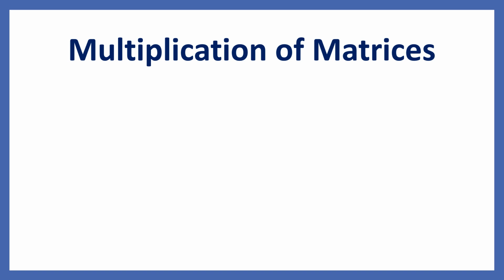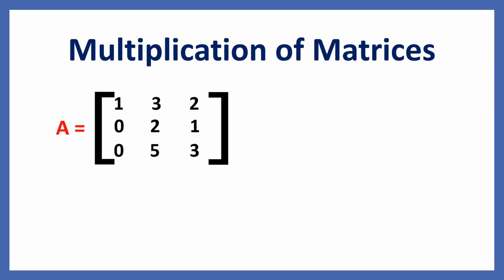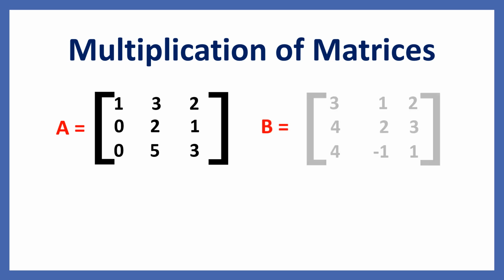And now let us solve a problem using the steps for the multiplication of matrices. Matrix A is given as matrix of 1, 3, 2, 0, 2, 1, 0, 5, 3, and matrix B is given as matrix of 3, 1, 2, 4, 2, 3, 4, minus 1, 1.